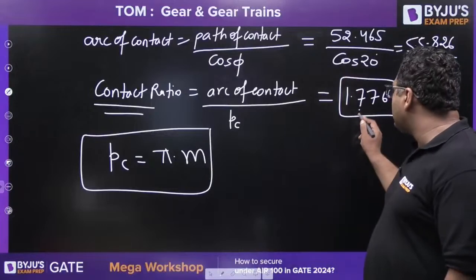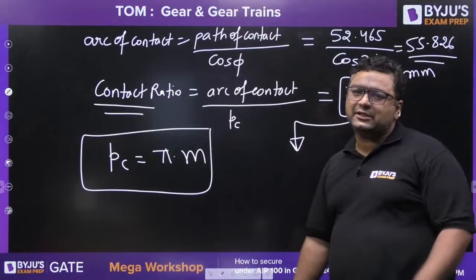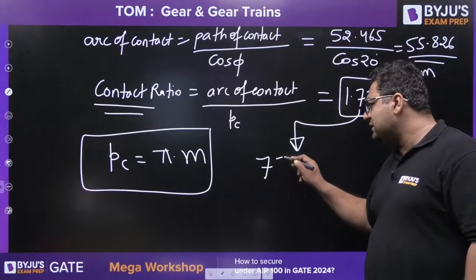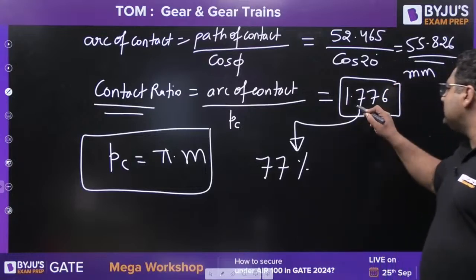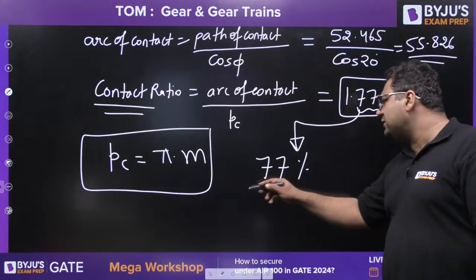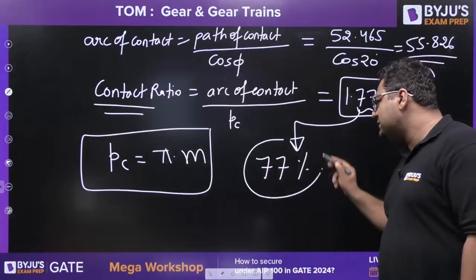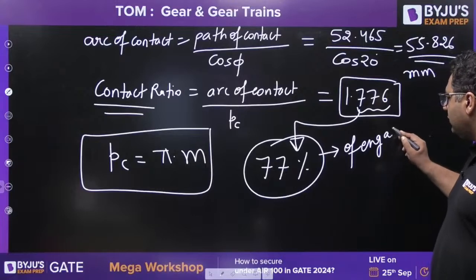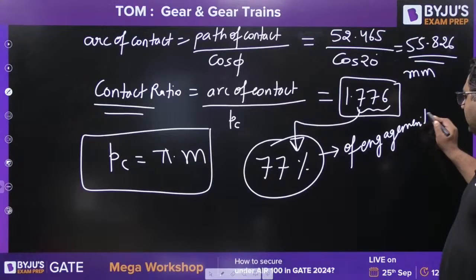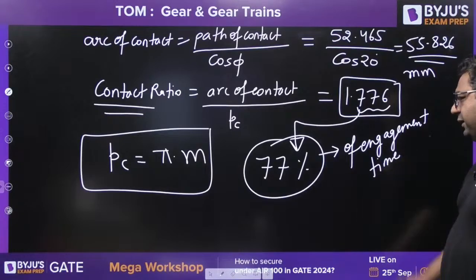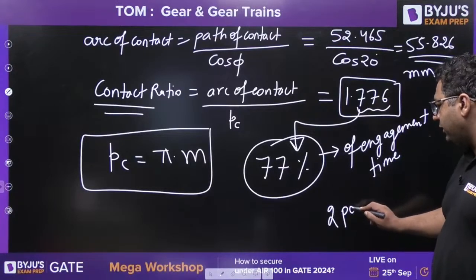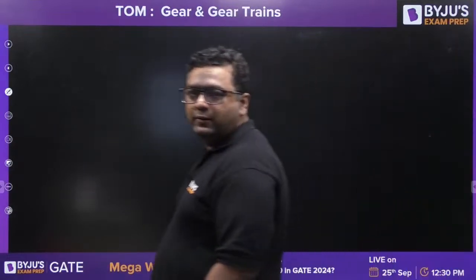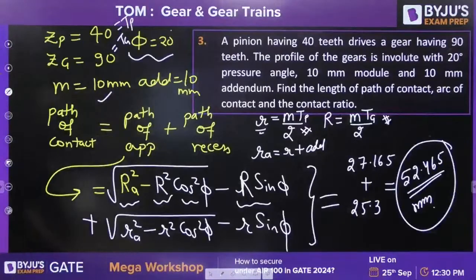And can you tell me, when contact ratio is coming 1.776, what do you mean by that? It means what? 77% is extra. So what is the meaning of this 1.776? That 77% of the engagement time, or engagement period, 2 pairs are in contact, or more than 1 pair are in contact. That is the meaning. Yes, Mani, the question was this.